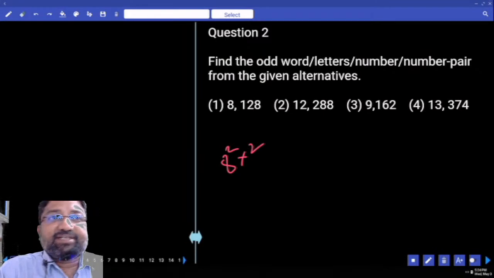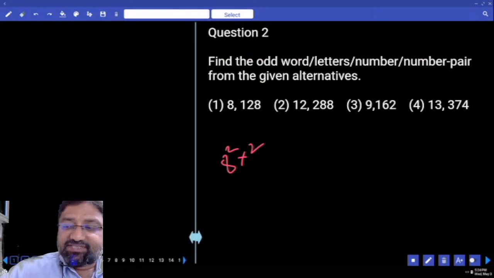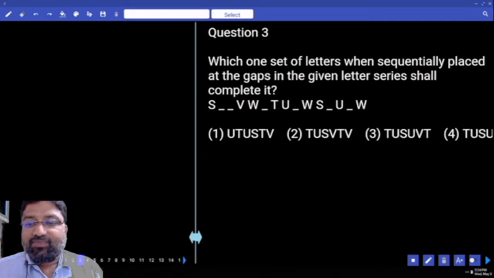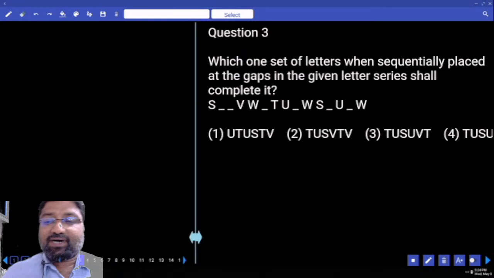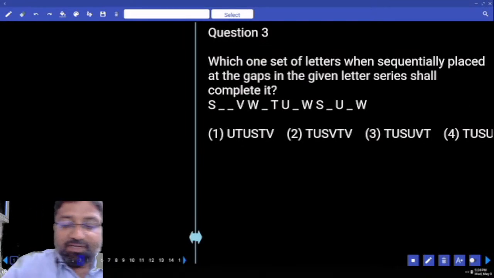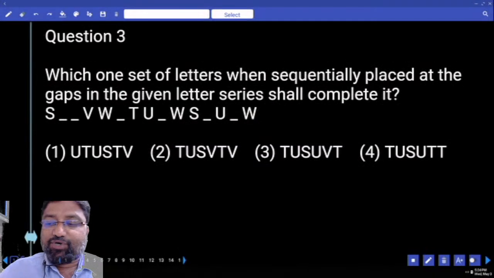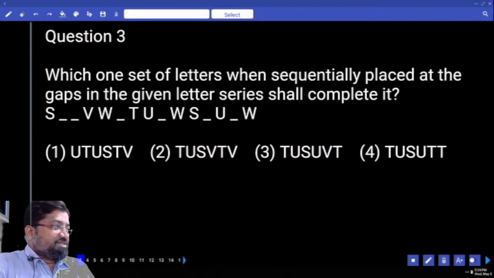162. What is 13 square? 169. 169 into 2 is not 374. So which option is my answer? Fourth option. Look at the next one. I always tell you one point. Whenever you try to solve these questions, I see you either go with the options or look at the repetitions.